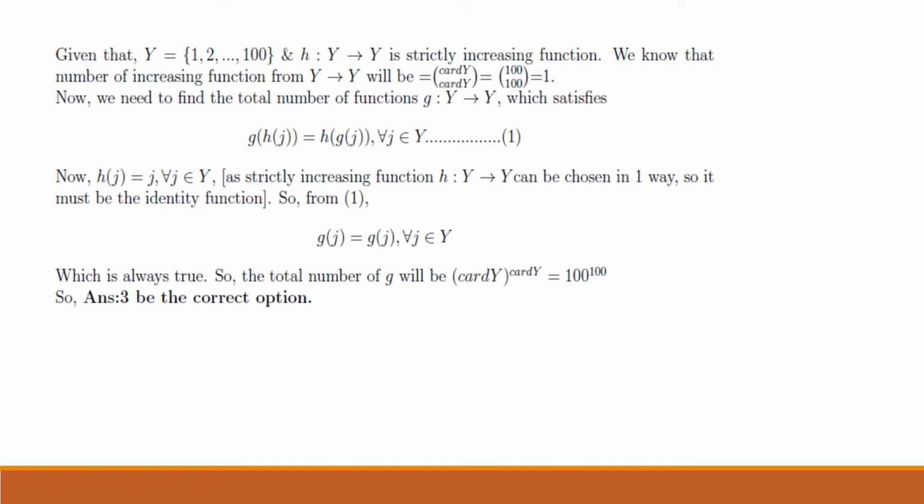Here h is a strictly increasing function from Y to Y. So the number of such increasing functions from Y to Y will be 100 choose 100, that is 1. So the only possibility of choosing such h is the identity function. So use the identity function in equation number 1, that will give you g(j) equal to g(j), that holds for every j belonging to Y. So this is always true.